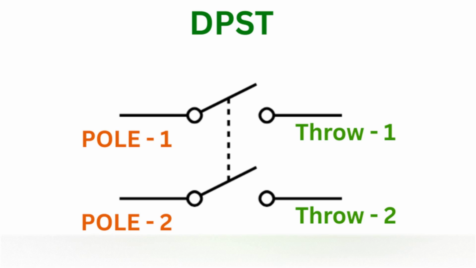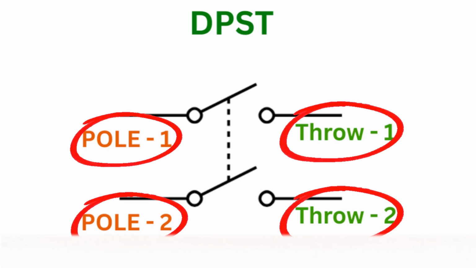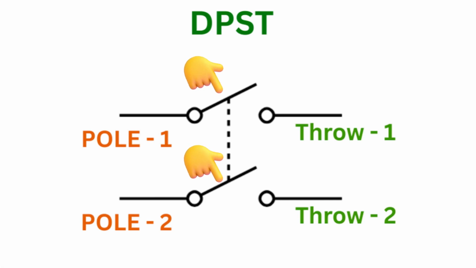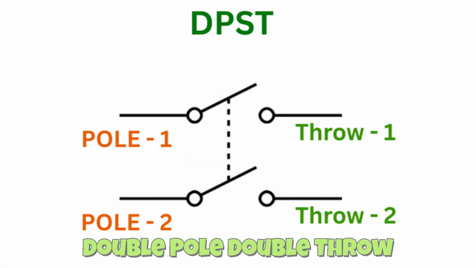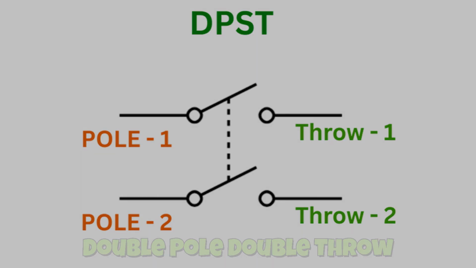DPDT, which stands for double-pole double-throw. As you can see in the circuit symbol, it has two poles and two throws. The poles are the moving contacts, and each pole can connect to either of the two throws. That's why it's called a double-pole double-throw switch. Now let's build a simple circuit and see exactly how it works.